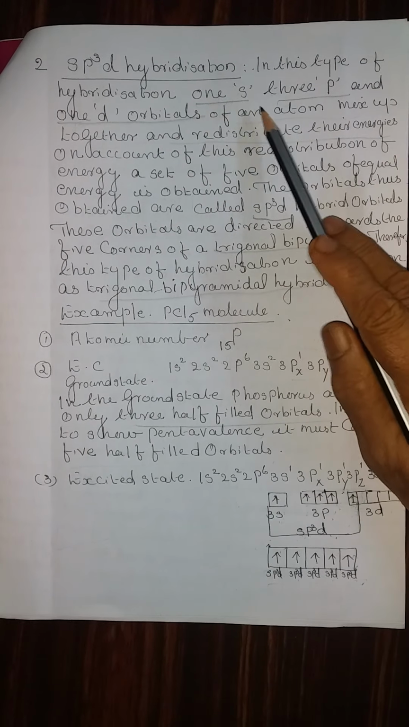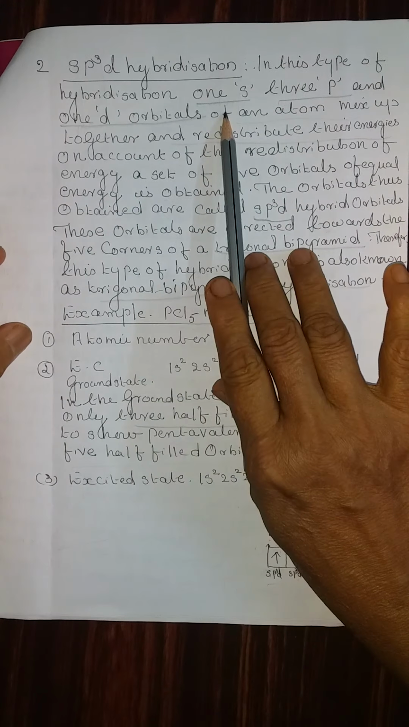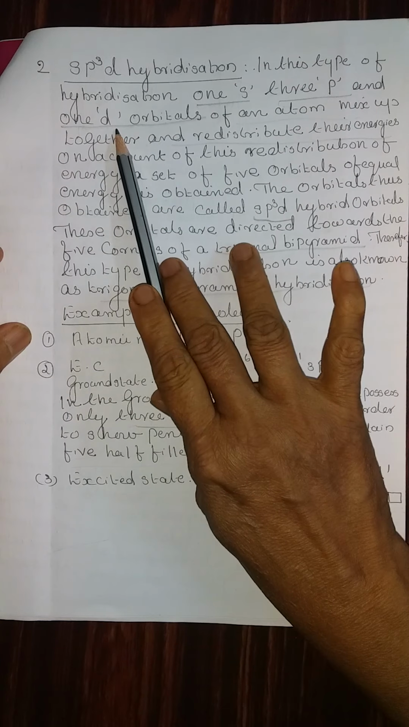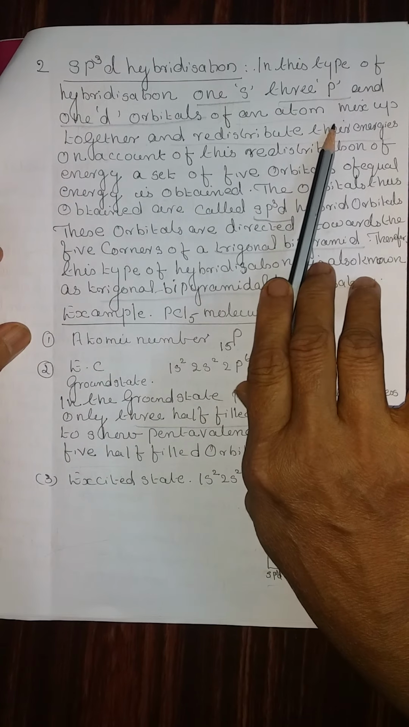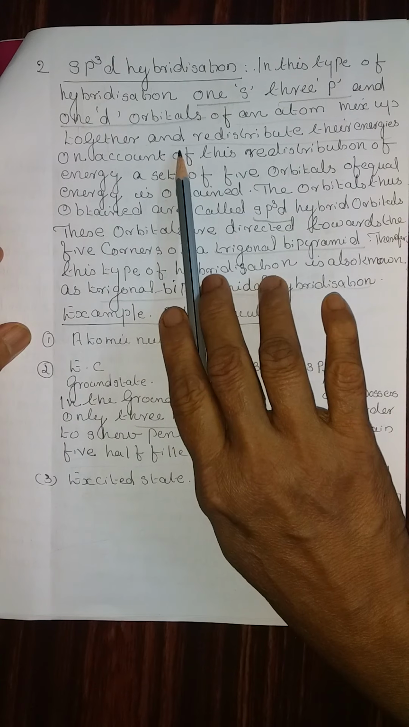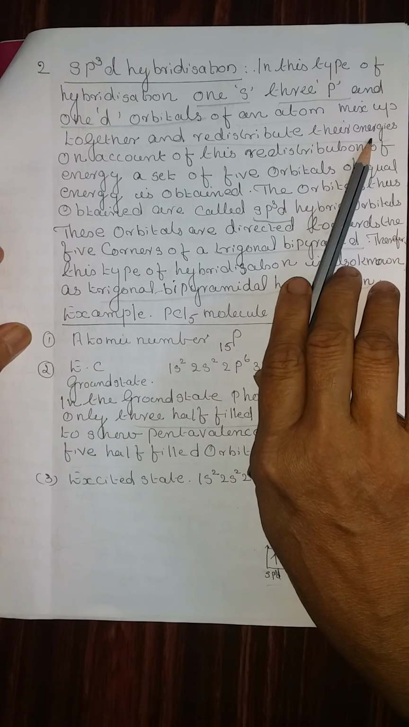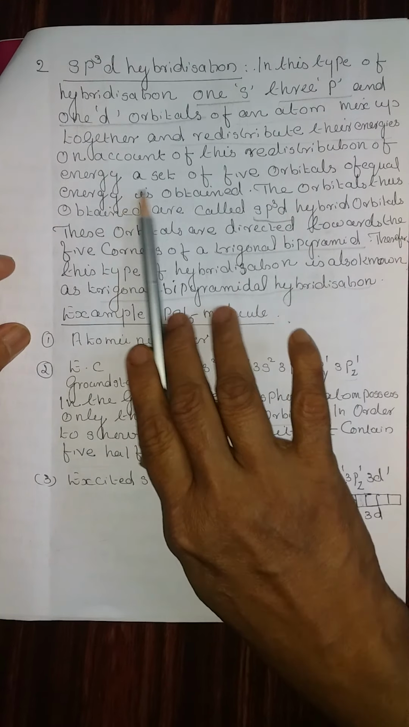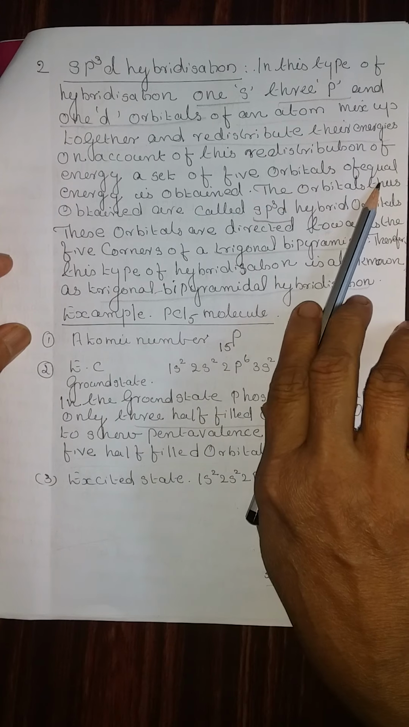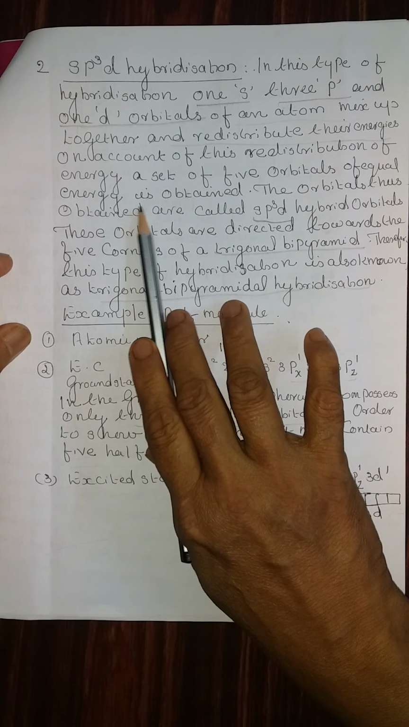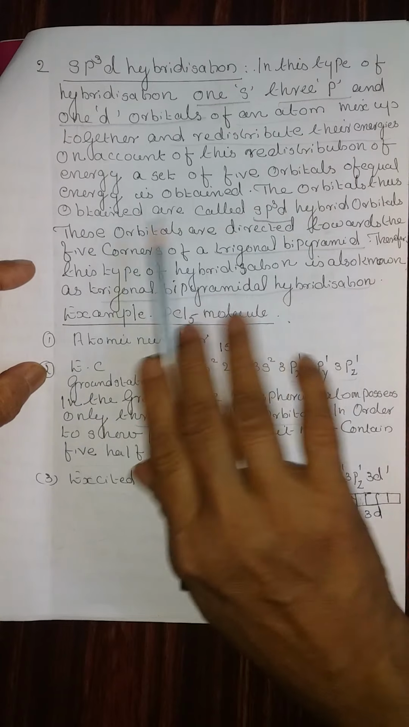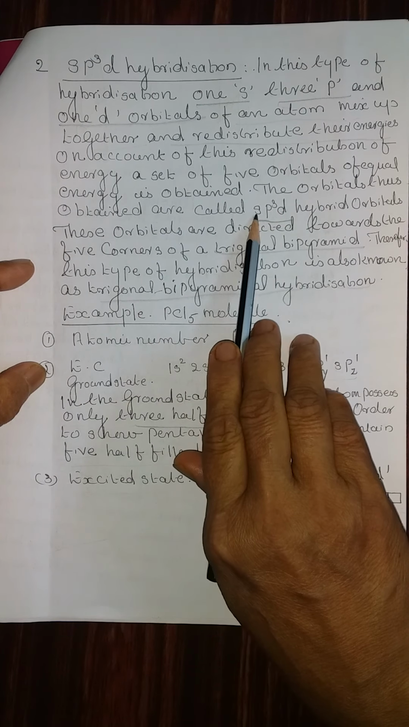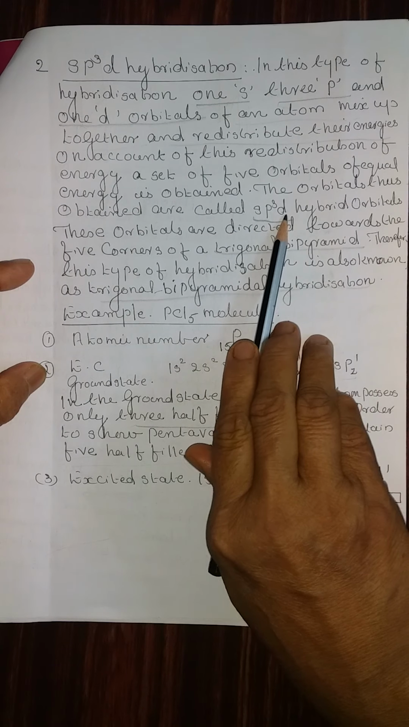sp3d hybridization. In this type of hybridization, one s, three p, and one d orbital of an atom mix together and redistribute their energies. On account of this redistribution of energy, a set of 5 orbitals of equal energy is obtained. The orbitals thus obtained are called sp3d, that is 1 plus 3 plus 1, total 5.